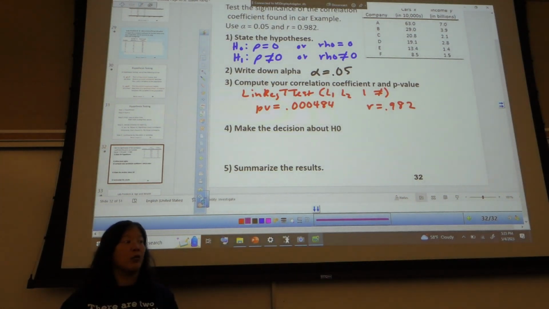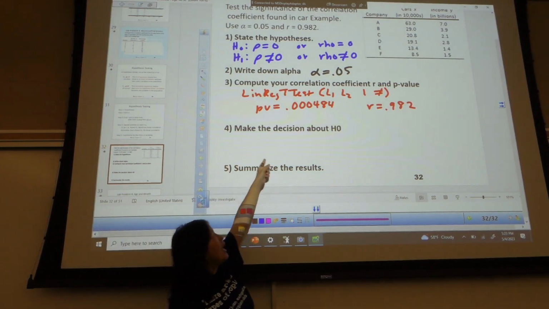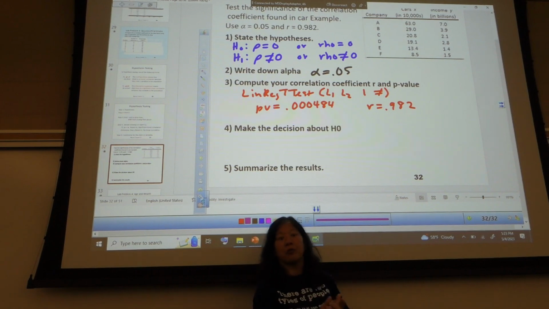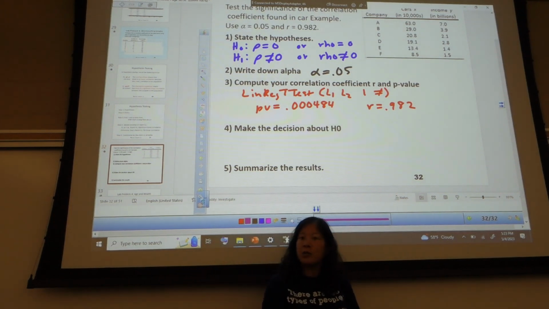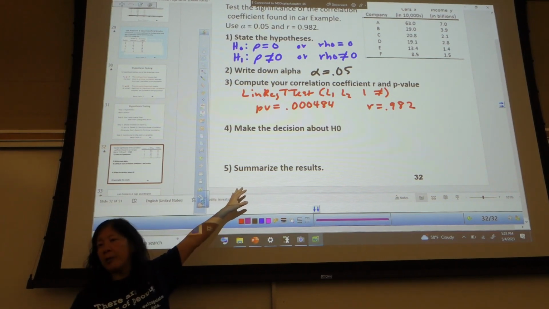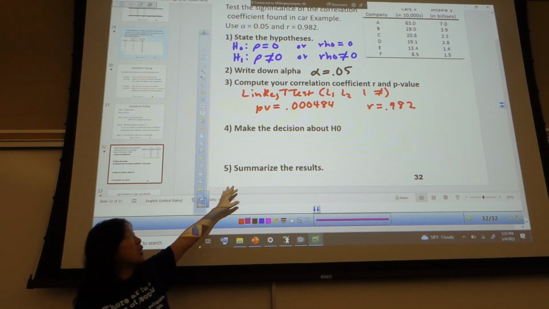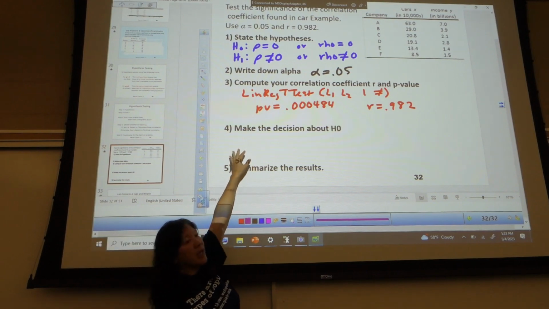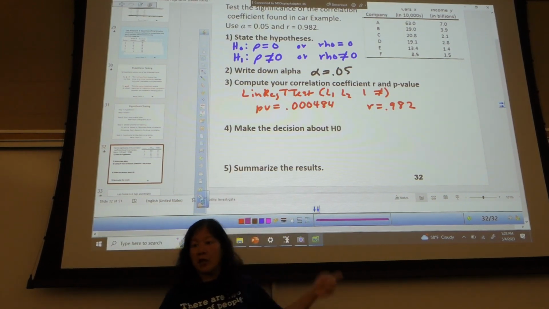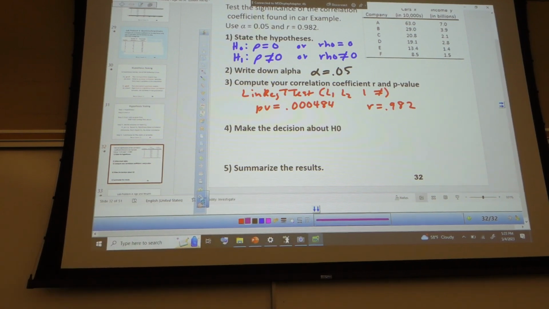H naught is on trial. We're testing H naught. So you have to actually say reject H naught or fail to reject H naught in step 4. You have to. Because again, that's what we're testing. Step 5 is summarizing for your claim. So I don't want to hear about H naught in step 5, and I don't want to hear about your claim in step 4. Step 4 is all about H naught. Step 5 is all about the claim. Okay, so let's go ahead and take a look.